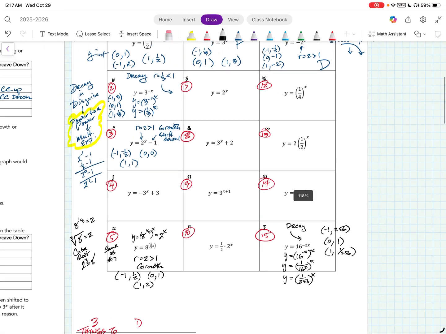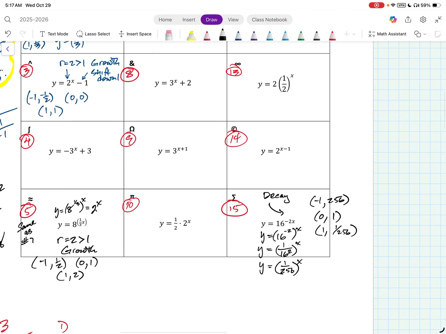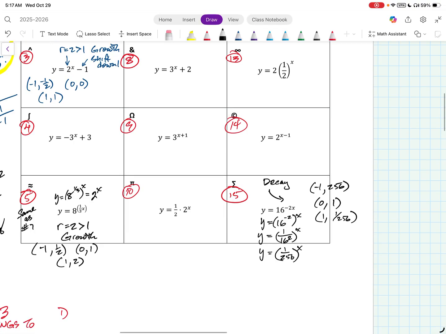So let's do, what the heck, we can't end like that. Let's do number 14. Oh, there's another exponent rule. Here we go. So this one, let's rewrite it here. So 2 to the x power, we're going to split it using exponent rules, times 2 to the negative 1 power.